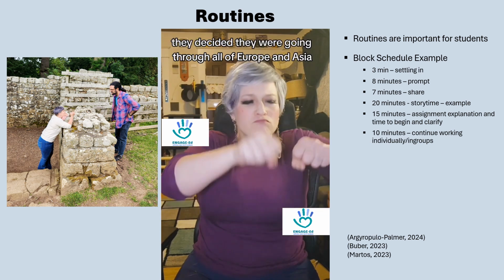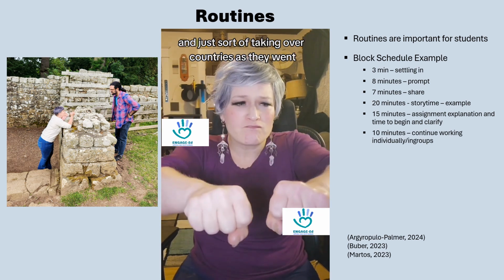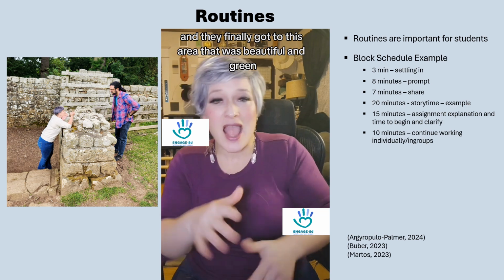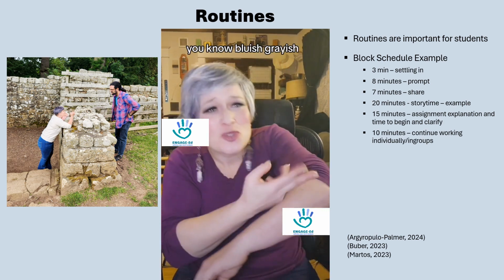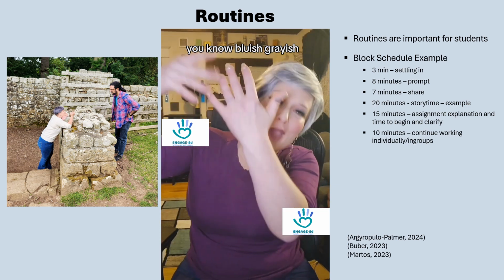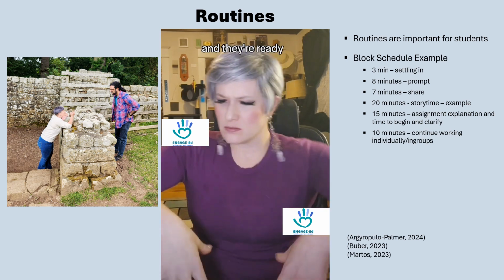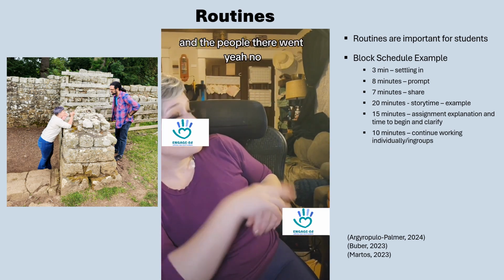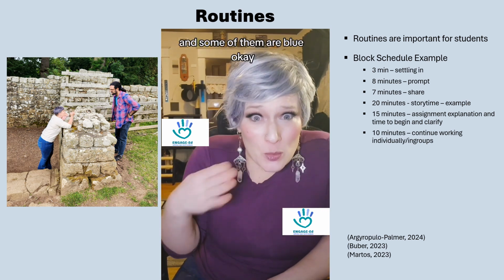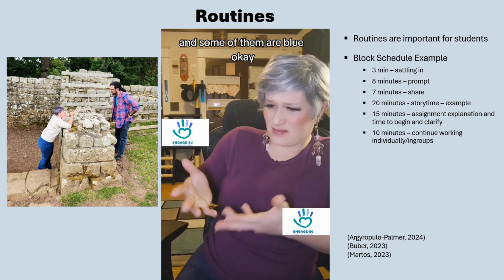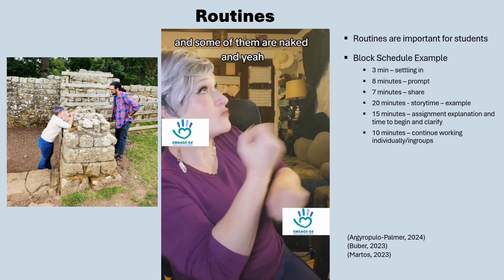Well, they decided they were going through all of Europe and Asia and just sort of taking over countries as they went. And they finally got to this area that was beautiful and green, and the sky was bluish, grayish, and they had sheep and grass. Okay? And they're ready. This is ours. We own this now. And the people there went, yeah, no. And they went, I'm sorry. And these short little people, and some of them are blue. Okay. And they look wild, and some of them are naked, and yeah, we'll fight you.